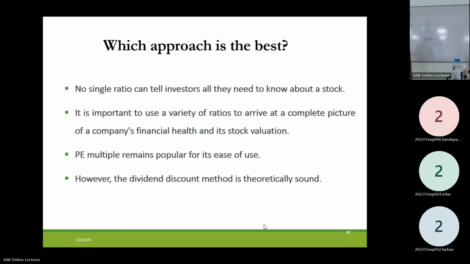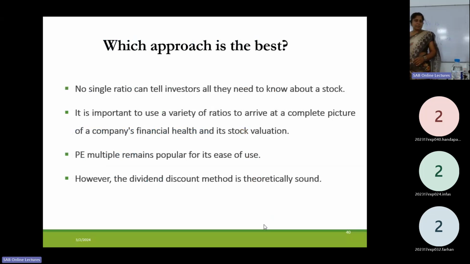But anyway, it is important to use a variety of ratios to arrive at a complete picture of the company's financial health, rather than depending on one particular model. Price earning multiples, or the price-based multiples, remain popular in practical scenarios to take the decision. Mostly we are using the price to earning multiple. However, theoretically, the very strong one is the dividend-based model, the dividend discounting model. So this is the conclusion.